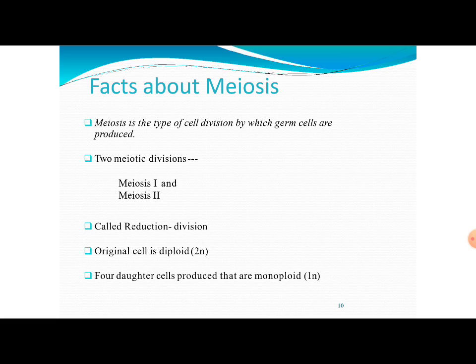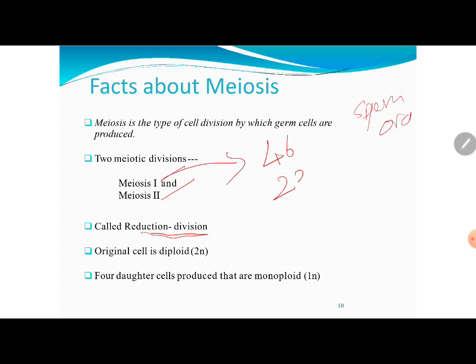What are the facts about meiosis? Meiosis is a type of cell division by which germ cells are produced. That's what I told you, right? Sperms and the ova. Two meiotic divisions take place, meiosis 1 and meiosis 2. This is called reduction division, because in meiosis 1 the number comes from 46 to 23.